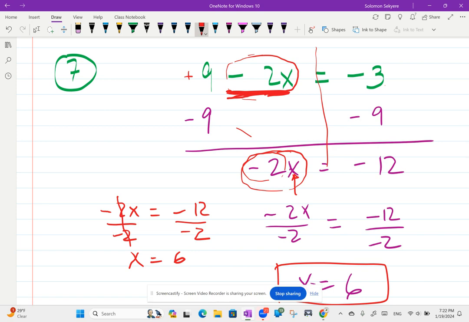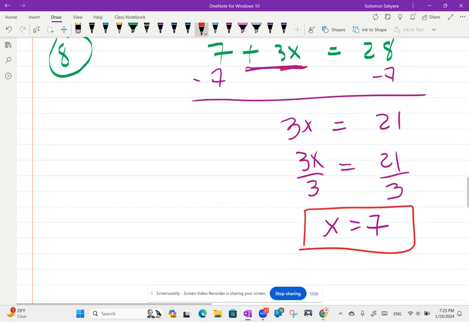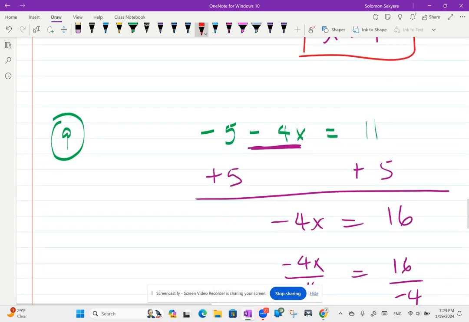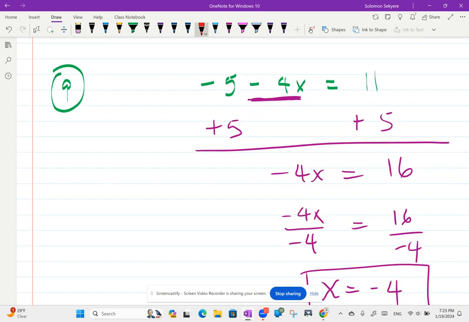Okay, let's do another one. This one is positive, we're not going to worry. Let's do another one that's negative. I have negative 5 minus 4x equals 11. First step, underline the term containing the variable, including the sign that comes before it. Mark it, right? What do I need to do next? I have negative 5 minus 4x. I need to get rid of the negative 5. To reverse the negative, we add 5 to both sides.